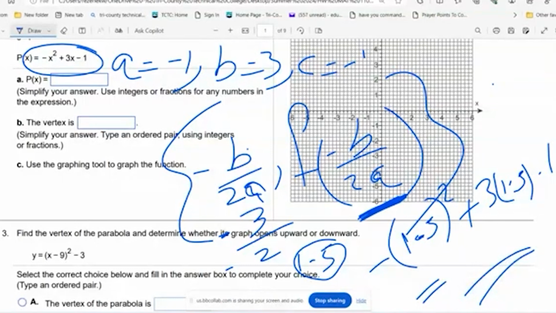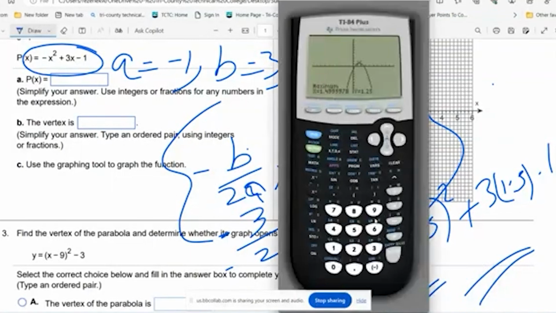Or you can actually use your calculator, because this function is already in y1. So it's in y1. I'm going to clear this. Okay, so I want to ask my calculator to give me, check it out. We still have the function in y1. All right, so I'm going to press second quit.